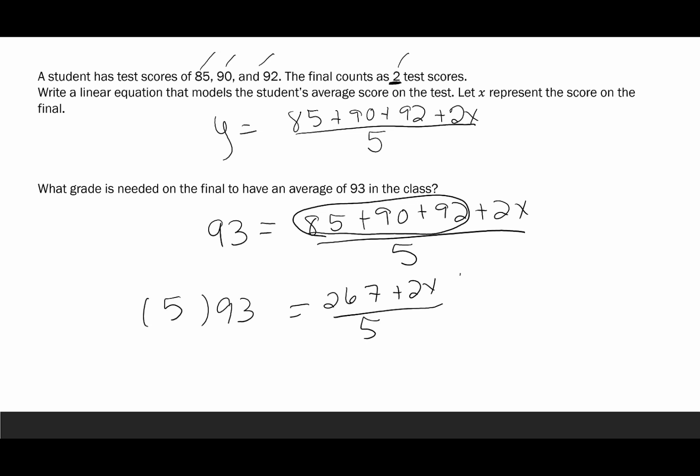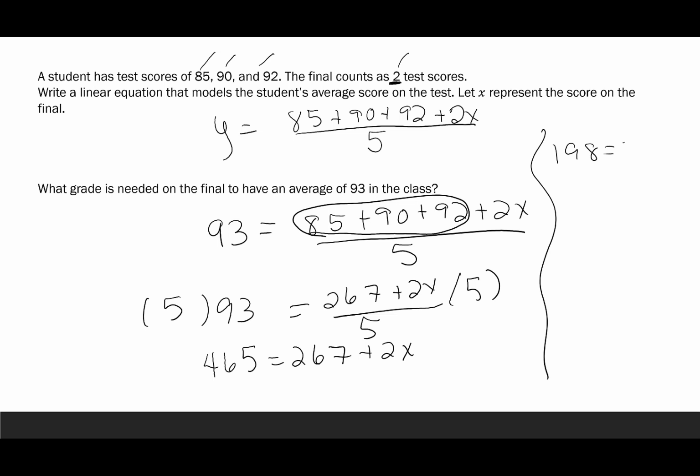Well, let's clear the fraction. Let's multiply by 5. So now I have 465 is 267 plus 2x. Let's move the 267 over. So now I have 198 is 2x. And let's divide by 2. And that says we need to get a 99 on this final if we want our average score for the class to be a 93.